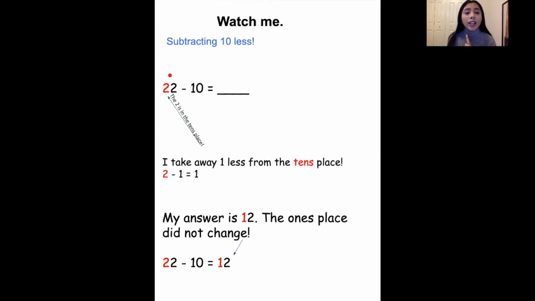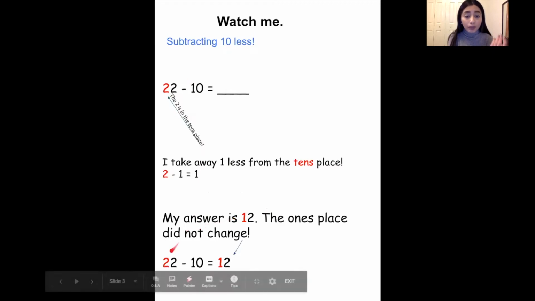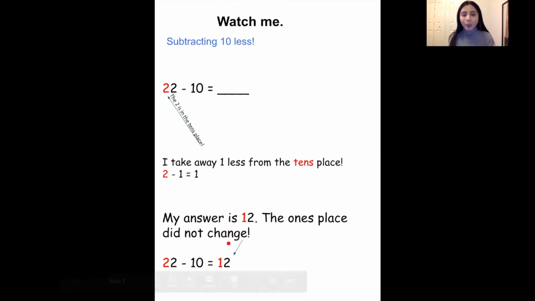tens place. This number right here is in the ones place, and it did not change because we're only taking away 1 from the tens place. So my answer is 12. The ones place did not change. 22 minus 10 equals 12. I simply took away 1 from the tens place.